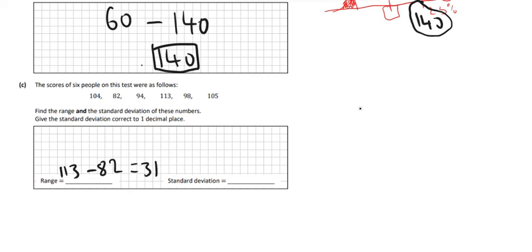Standard deviation then is more complicated. So what you need to do first of all, very first thing you always do when you need to work out standard deviation, is you work out the mean of the numbers. So I'm just going to add them all up. So you're going to do 104 plus 82 plus 94 plus 113 plus 98 plus 105. When you add them all up, you get 596, and you're going to divide them by 6. 99 and a third I'm getting. 99.333.